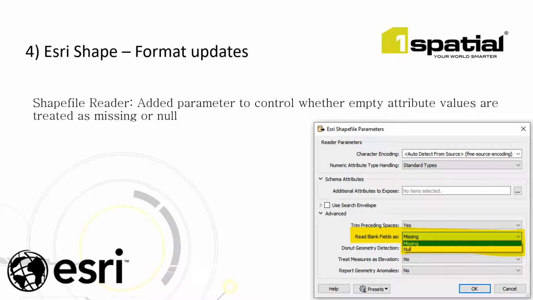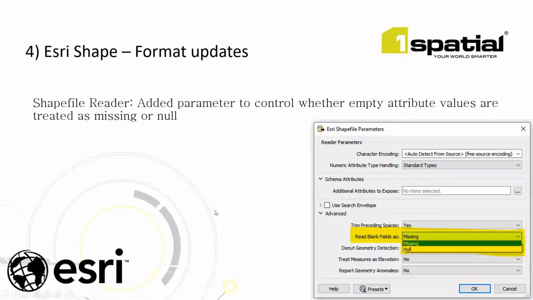But now you've got the ability to handle that right on the reader without having to worry about using transformers to manage the nothing values. And that means that if you're reading lots of shapefiles and writing them direct to a database, you might not need to do much in the way of transformation to manage your blank data.